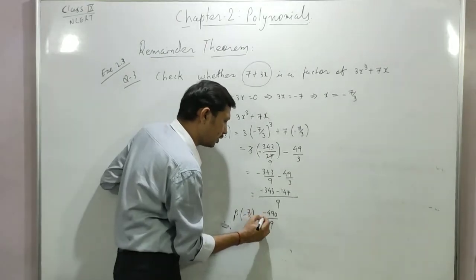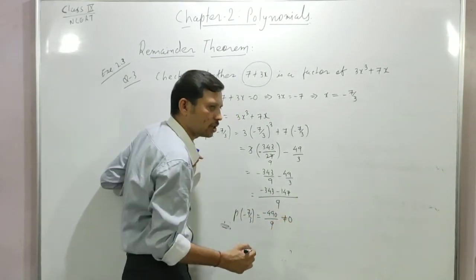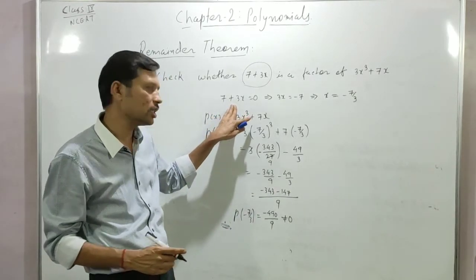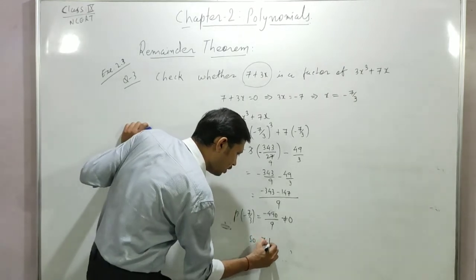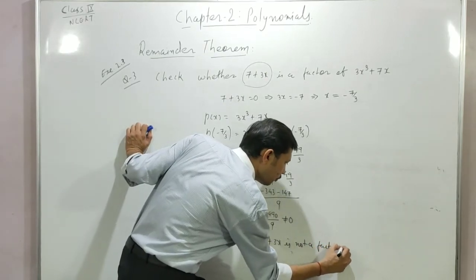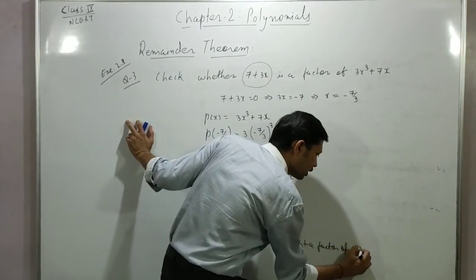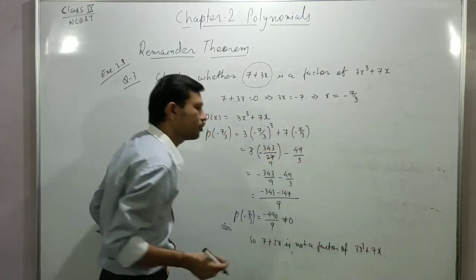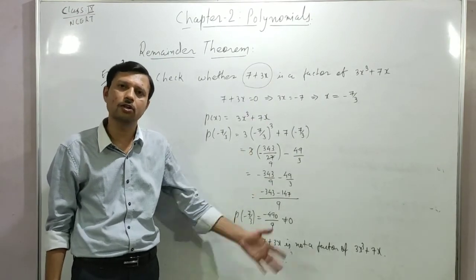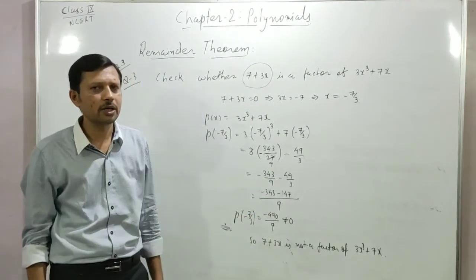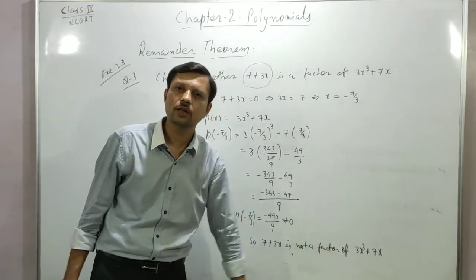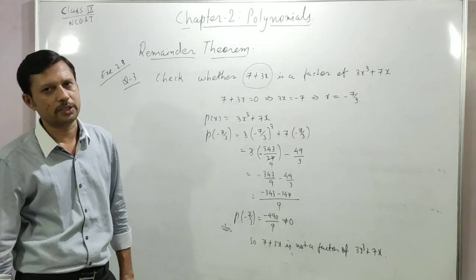और हम देख सकते हैं we didn't get our remainder 0, so this one is not equal to 0. If अगर 0 मिला होता तो we can say this one is a factor, but here we didn't get the remainder 0, so 7 plus 3x is not a factor of my polynomial 3x cube plus 7x. Understood? So remainder theorem is also useful to consider whether the divisor is a factor of your dividend or not. If you get the remainder 0, it's a factor. If you don't get 0 as a remainder, you say the divisor is not a factor of your dividend. Clear?